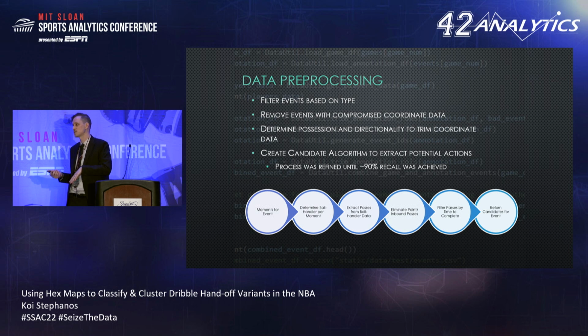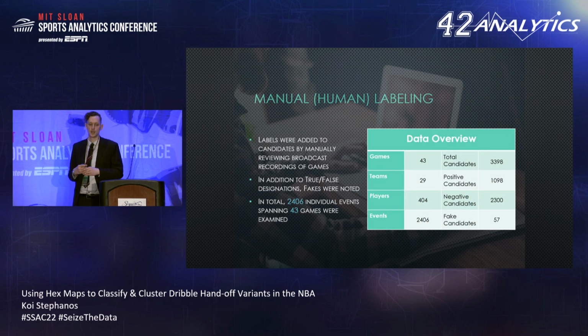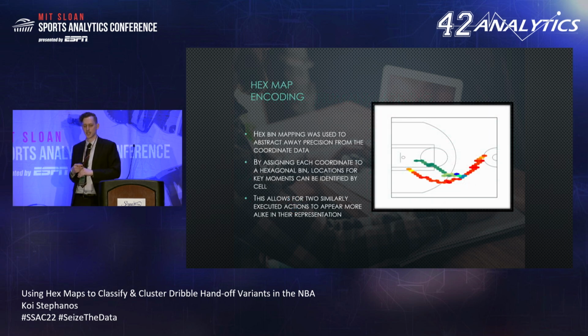We use a series of rules, essentially looking for the dynamics and spacing and timing that occur in these actions to try to pull out those samples. Now, for the sake of research, we imposed a somewhat artificial 90% recall, meaning that we optimized the candidate algorithm until 90% of the dribble handoffs that we personally identified within watched footage were collected, and then we moved on to the next step, which is the human labeling stage. In this stage, we manually reviewed broadcast recordings of 43 games spanning all 29 teams, except for Toronto, and over 400 players. From this, we collected almost 3,400 candidates, and those were used to train the initial classification model.